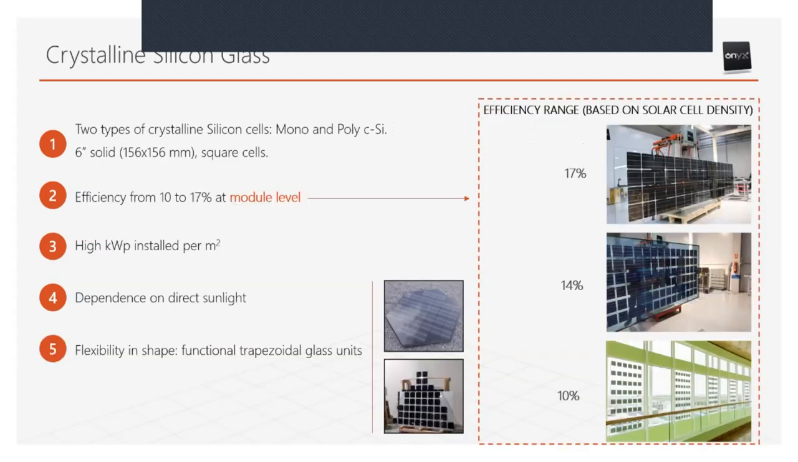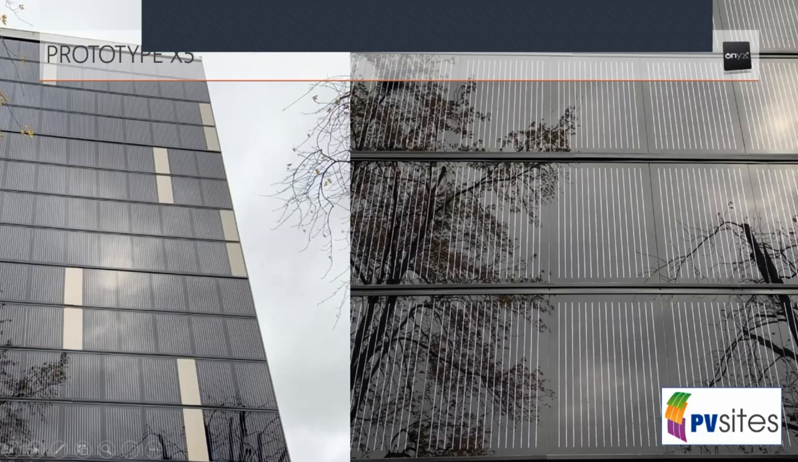As Tia said in the previous presentation, the crystalline technology was chosen in the PVSITES project. As we have seen, there are mono or crystalline opaque square cells. The efficiency of this technology is the highest, but the efficiency of the PV glass will depend on the density of the cells in the glass. The behavior of this technology depends on the direct incidence of the sunlight, and it is possible to design the PV glass with custom geometries. Below, we will see two samples of these technologies developed for the BIPV project, as in the previous presentation.